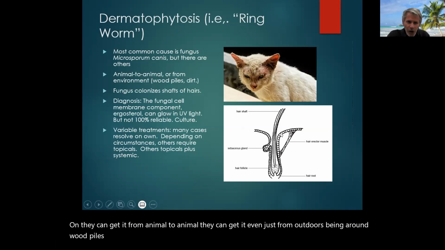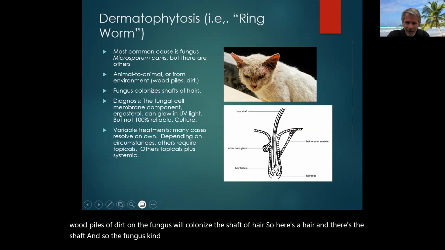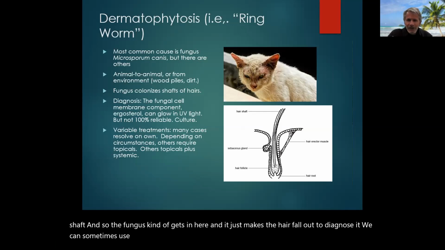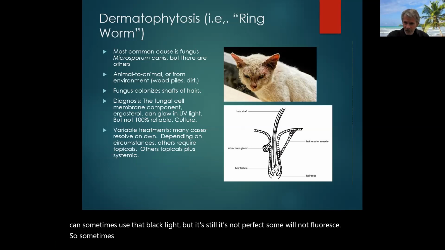The fungus will colonize the shaft of hair. So here's a hair, and there's the shaft, and the fungus kind of gets in here and makes the hair fall out. To diagnose it, we can sometimes use that black light, but it's not perfect. Some will not fluoresce. So sometimes we pluck hairs and look under the microscope. Some we really want to culture. Culturing is really the best.